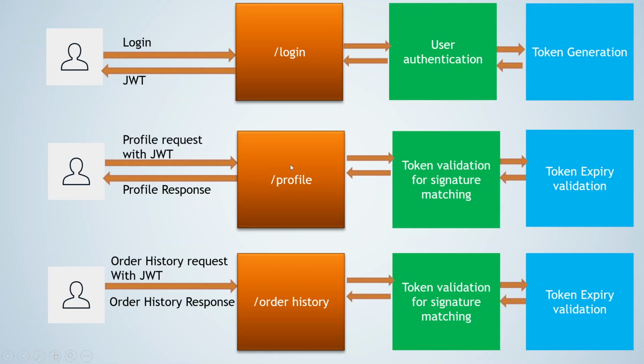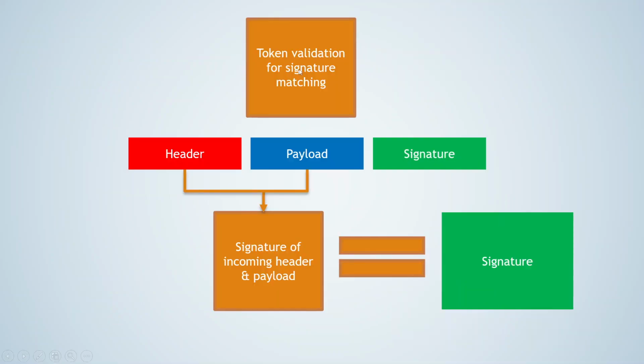Once the server receives it, token validation for signature matching will happen, and also the token expiry validation. All those things will happen. Once all those authorization validations pass successfully, only then will the user be able to see that particular resource response, whether it is profile or order history. So on the token validation for signature matching, this is how it works, as we explained earlier.